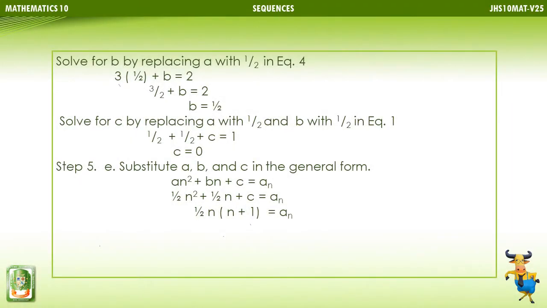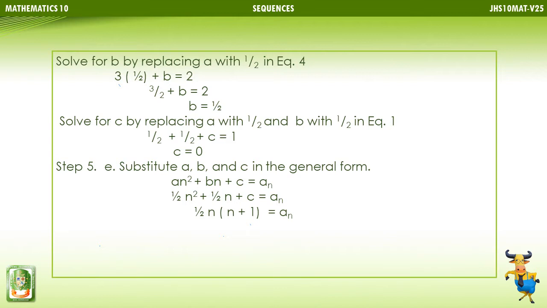Solve for b by replacing a with 1/2 in equation 4. 3 times 1/2 plus b equals 2. 3/2 plus b equals 2. b equals 1/2. Solve for c by replacing a with 1/2 and b with 1/2 in equation 1. 1/2 plus 1/2 plus c equals 1. c equals 0. Step 5. Substitute a, b, and c in the general form.